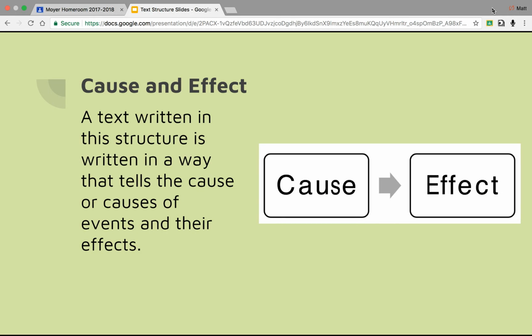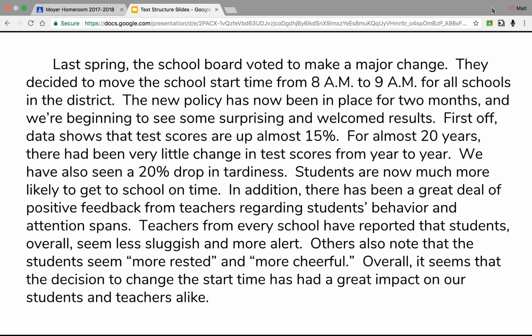Next is cause and effect. Now, don't let this confuse you with problem and solution. And I know a lot of students can be prone to doing that. But essentially what this means is something happens and we want to know what happens as a result of that. So the something that happens is the cause. And then what happens as a result of that is what we call the effect. So here's a good example of one.